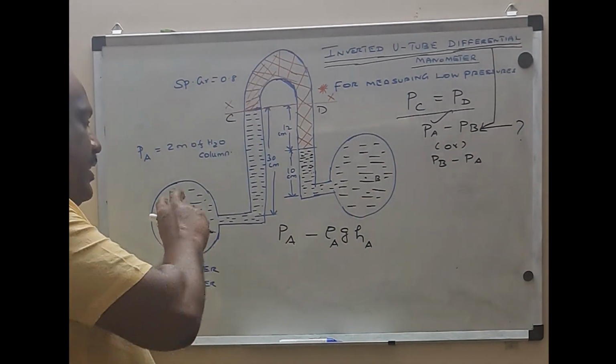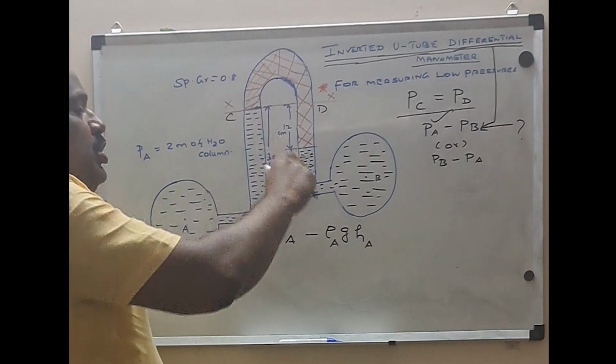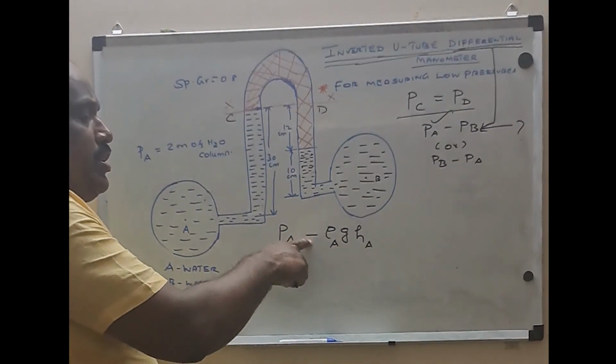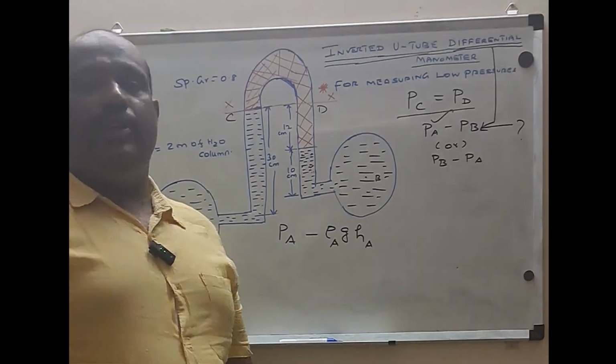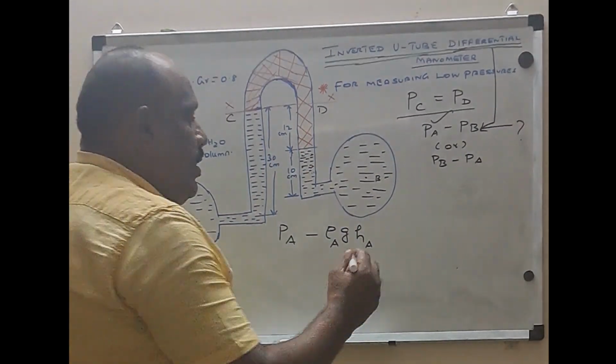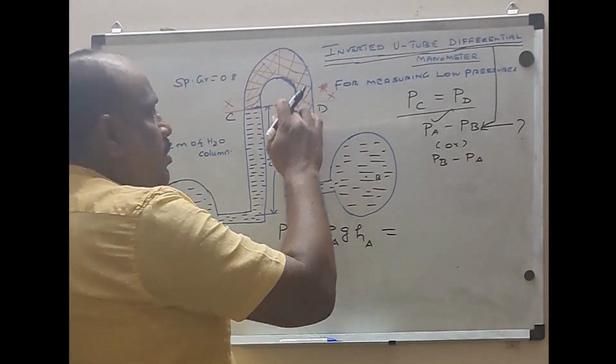I will repeat it. It is PA plus rho g h of A. But h is not positive, it is on the negative side. So it becomes PA minus rho A into g into hA. So this is the pressure at C. Now let us come to the pressure at D.